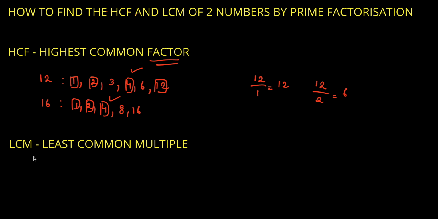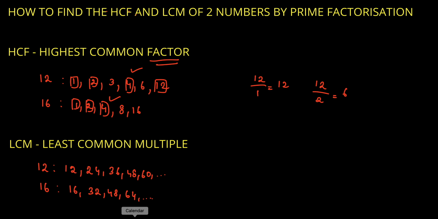Now, same way, LCM stands for least common multiple. I'll take the same numbers. So we have 12 here. Multiples of 12 are 12, 24, 36, 48, 60, and this keeps continuing. And same way for 16 we have 16, 32, 48, 64, and this continues.